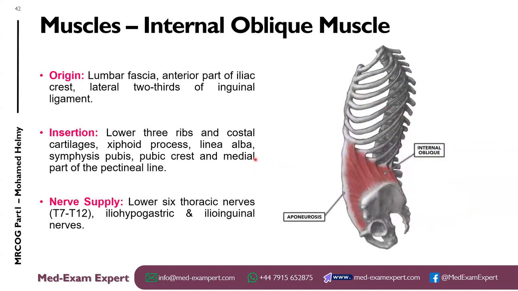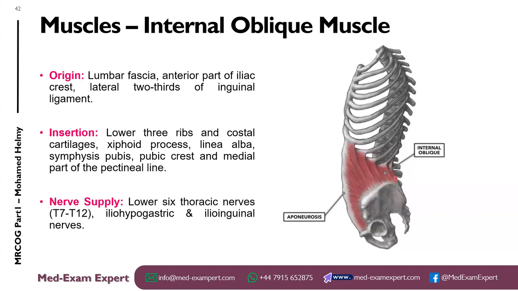So this is what we have about the inguinal ligament, inguinal canal, femoral triangle, the saphenous opening, the femoral ring, and these important landmarks. Let's continue with the muscles, okay? We have the internal oblique muscle. This muscle originates from the lumbar fascia, which is the fascia of the posterior muscles of the spine here. We call it the lumbar fascia. It also originates from the lateral two-thirds of the inguinal ligament, and from the anterior part of the iliac crest.